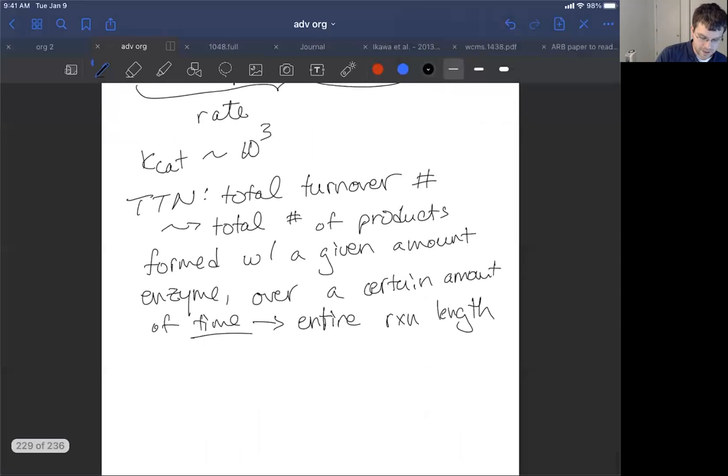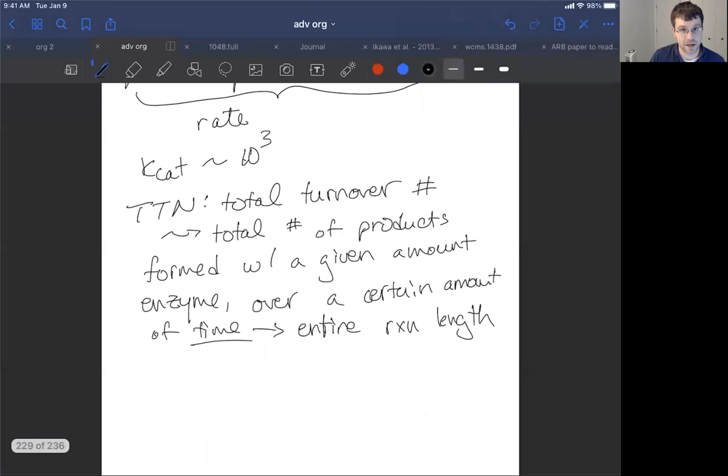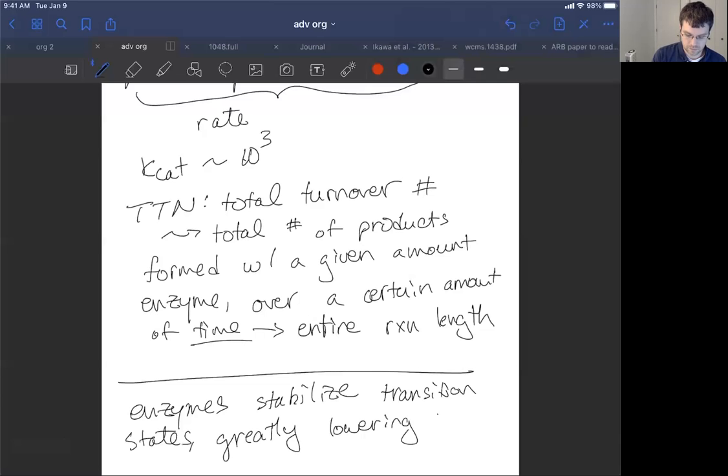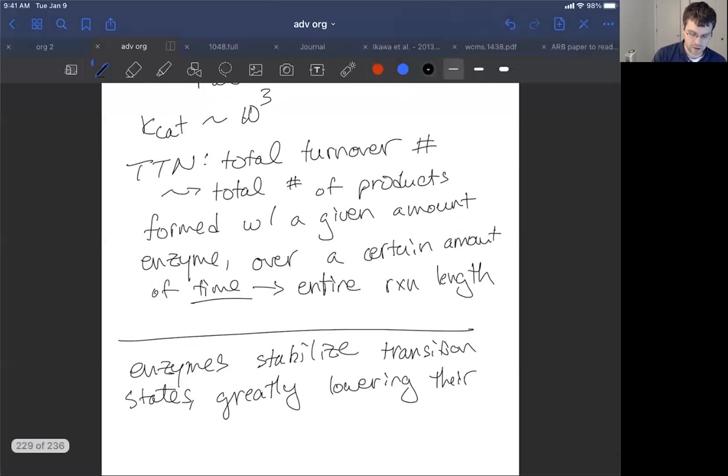Now, what's cool about enzymes is the way they accomplish their task of rate acceleration is to drop the activation energy. Okay, well, that's not cool. That's just how catalysts work. They decrease the activation energy of a process through a number of ways. Enzymes typically stabilize transition states. And if you stabilize something, you lower its energy. So when I say that, I mean the transition state energy and activation barrier.